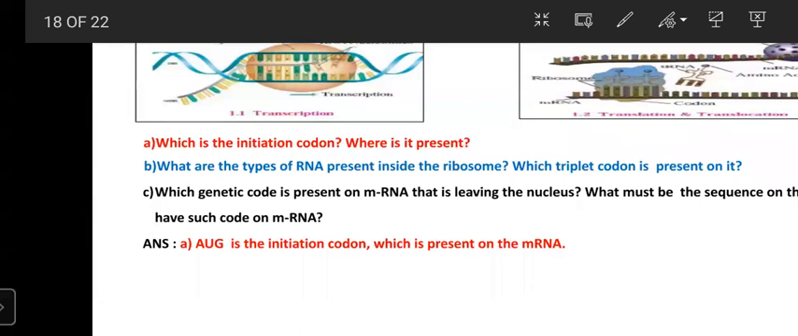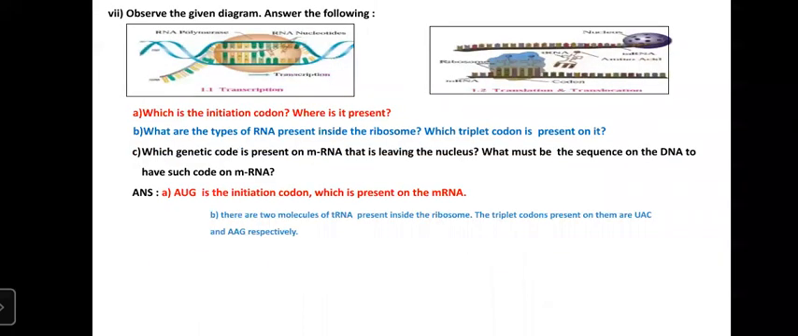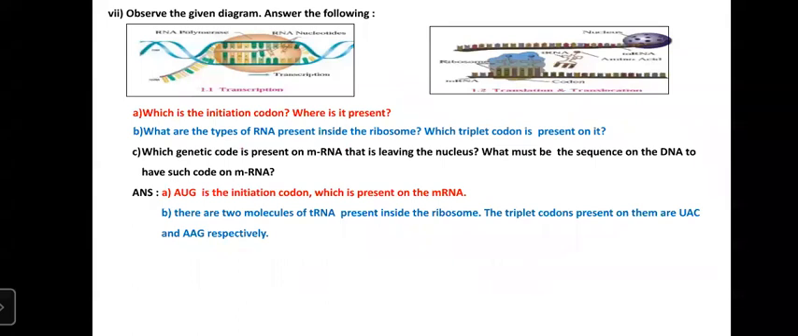Now the second part, if you see, there are two molecules of tRNA present inside the ribosomes. So two molecules of tRNA are there. And which triplet codon is present? The triplet codons present on them are UAC and AAG respectively. Got it? So you have to see the diagram. I know sometimes it is very difficult to see in the picture, but you have to take care of it. You have to study well. The triplet codons present on them are UAC and AAG.